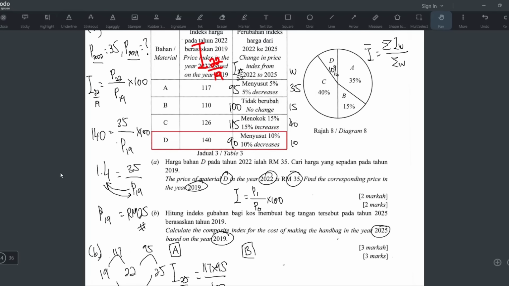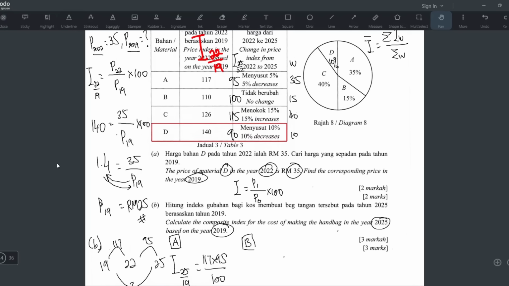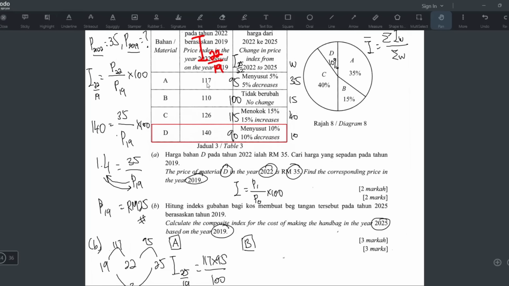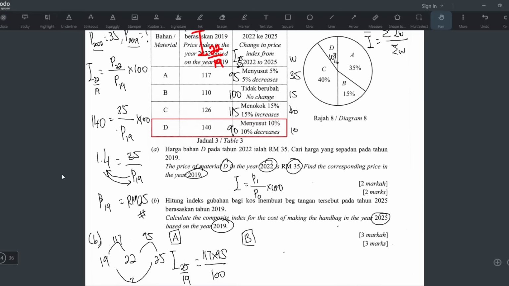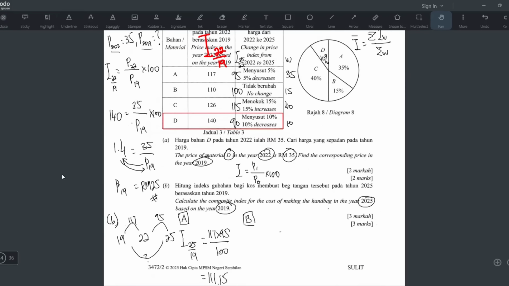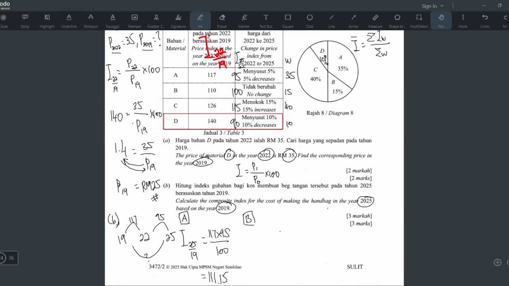So for this cannot do like that. I don't recommend. I feel like if you do like that, the answer will be slightly different and it will not be same with the schema. Okay. The most accurate way to do this is you do 4 kali smiley face and then only use the composite index formula. Okay, so the next one I have to do another smiley face.